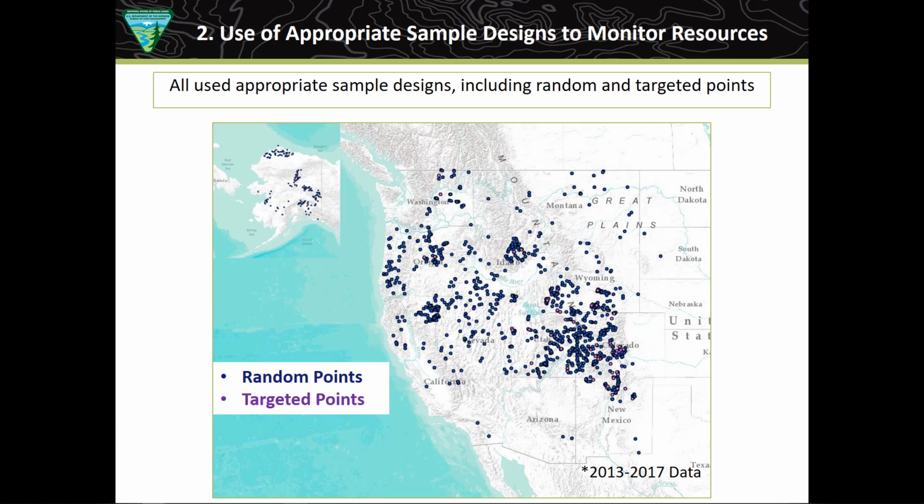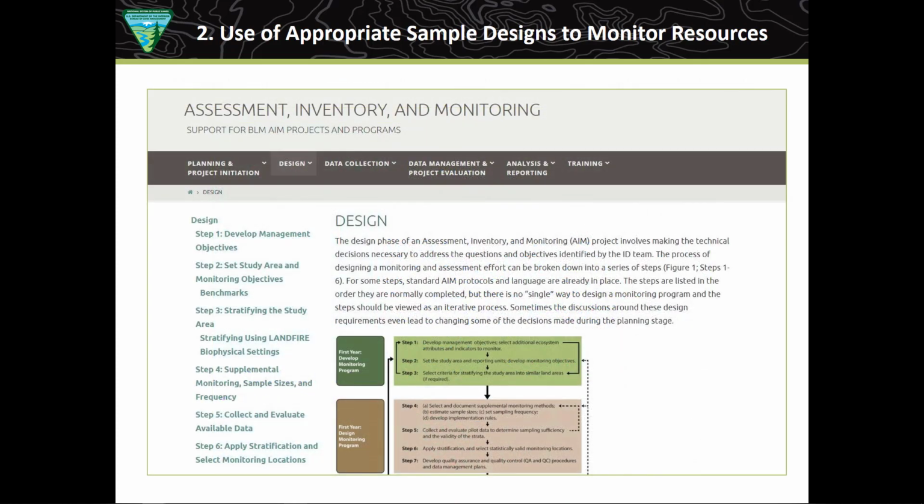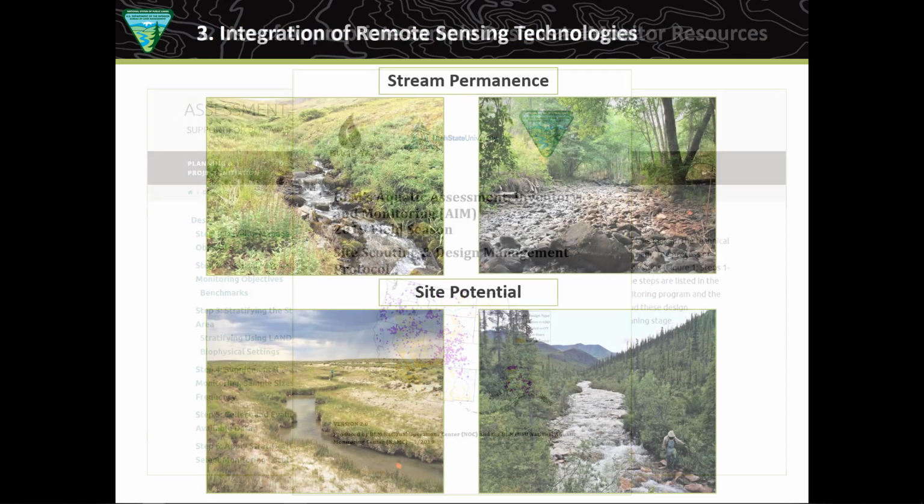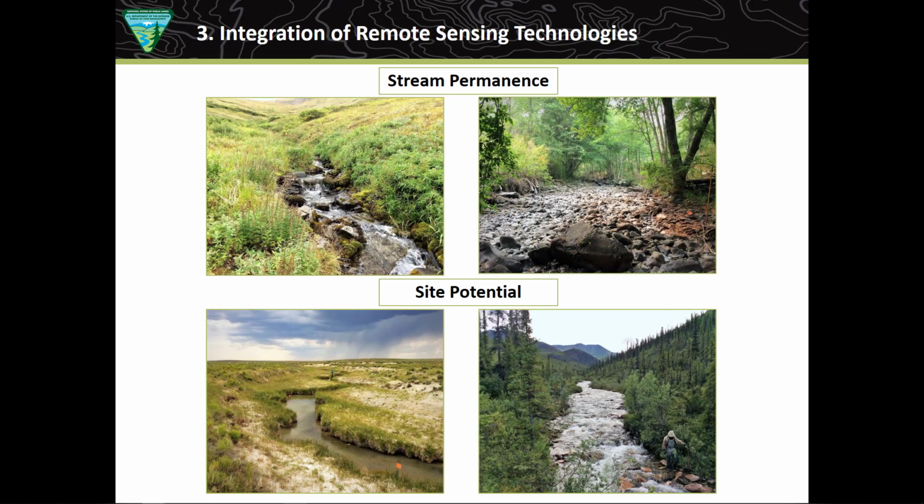Each of these projects has used an appropriate sample design, which can include randomly selected points, as well as targeted monitoring locations. For more information on appropriate design selection and use, see the AIM website and the Aquatic Site Scouting and Design Management Protocol. The integration of remote sensing technologies with Aquatic AIM is currently being developed to help understand flow permanence in streams and to better understand specific site potential.